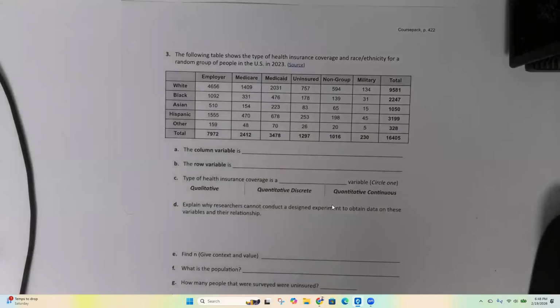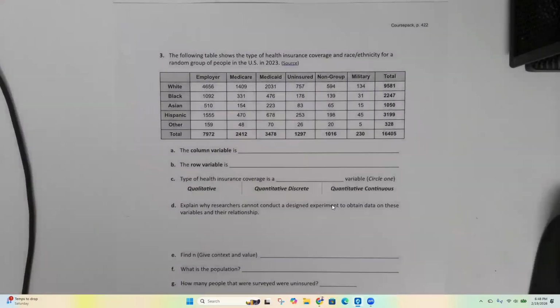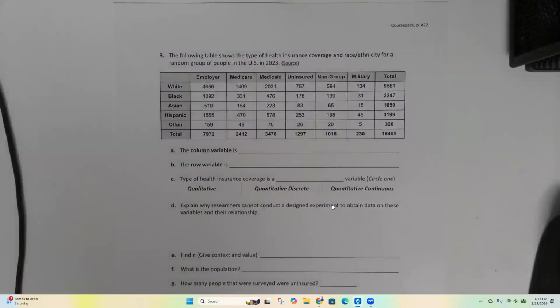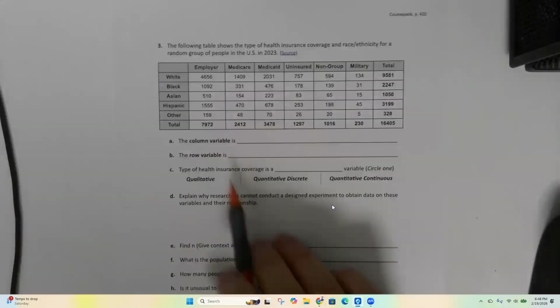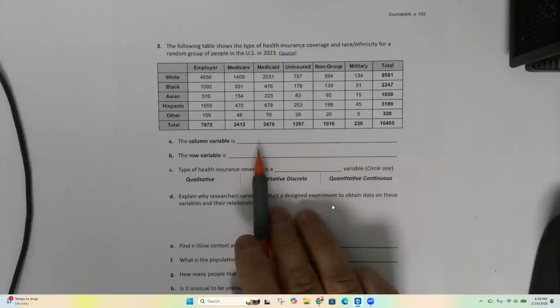Page 422, following graph or table, not graph. The table shows the type of health insurance coverage and race/ethnicity for a random group of people in the US in 2023. Our column variable is what? What's our column variable?